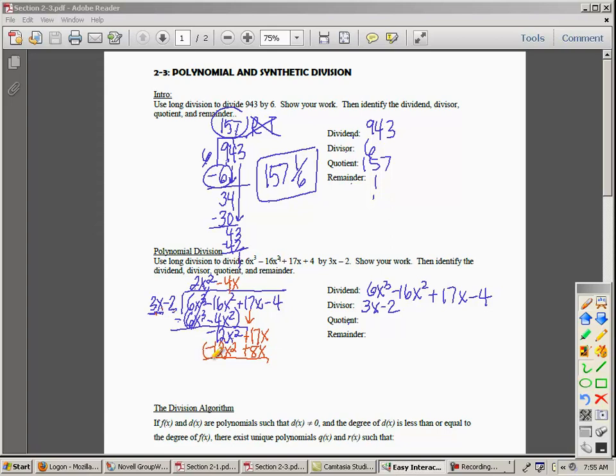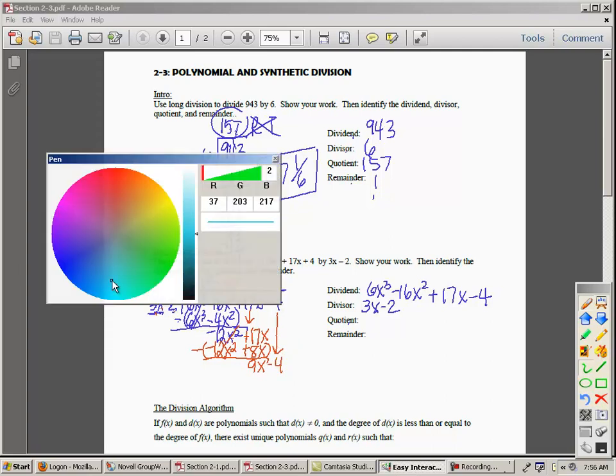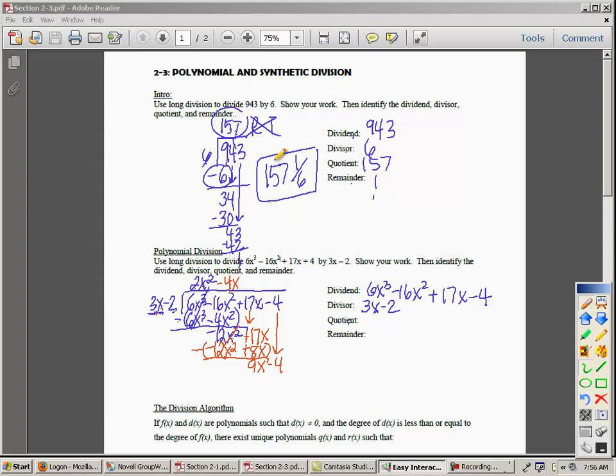Well, when I subtract these, my x squared should cancel. That was the goal. I forced them to do that. And 17 minus 8 then is 9x. And again, I'm going to drop down my next number of negative 4. And then I'm going to switch colors one more time so that you can see the last step.